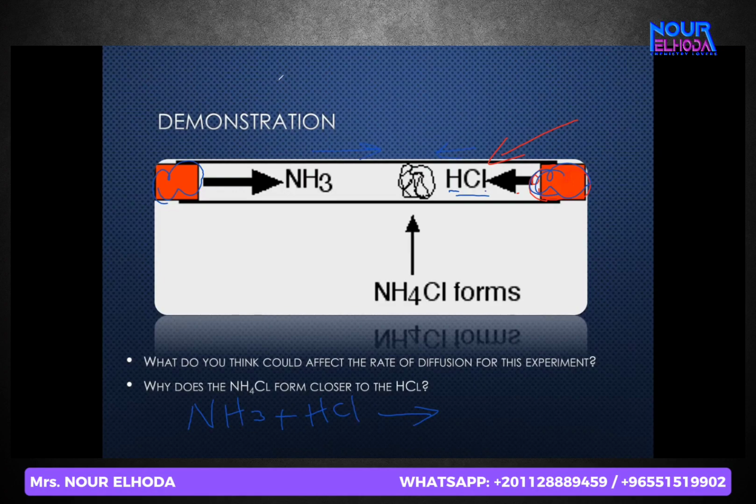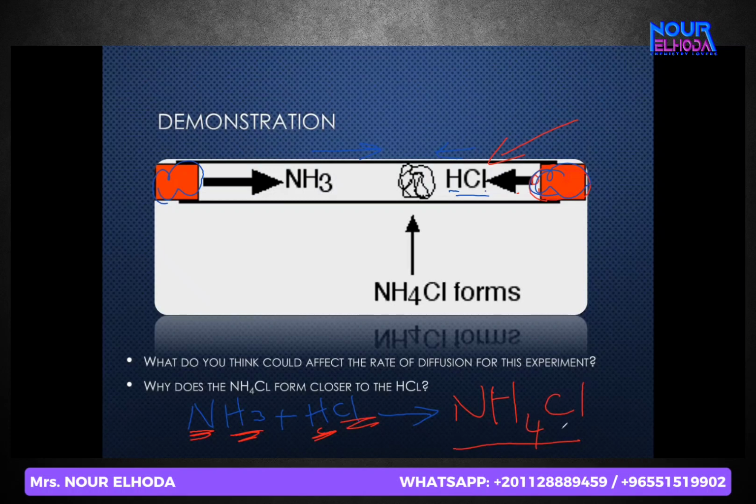What do we call this substance? Here I have 1 nitrogen, so I'm going to write it. Here 3 hydrogens, so here another 1 hydrogen. So how many in total? 4. Exactly. And how many chlorine? Just one. Exactly. What do we call this? Ammonium chloride. Exactly. We call it ammonium chloride.